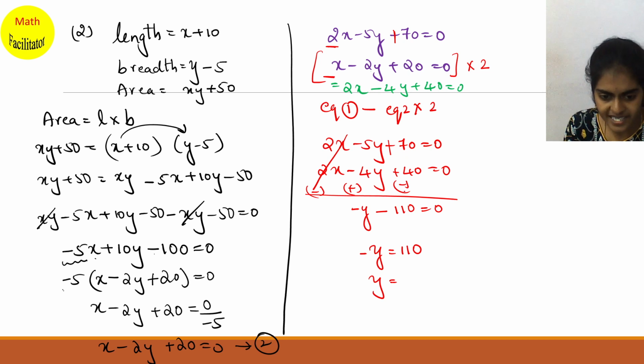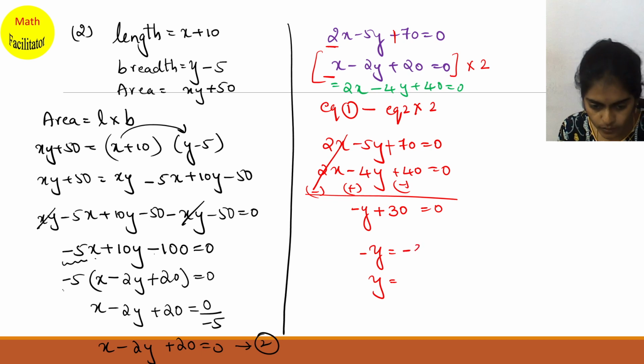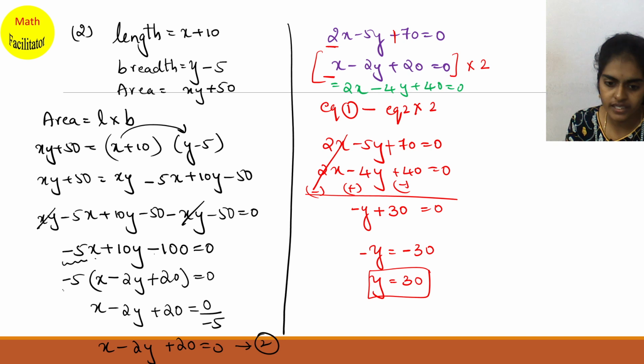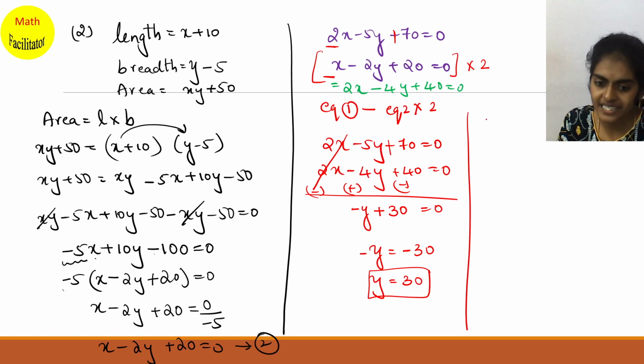So plus 70 minus 40. How much will you get? You'll get plus 30. So minus y is equal to minus 30, or y value you will get as 30. Clear with this?